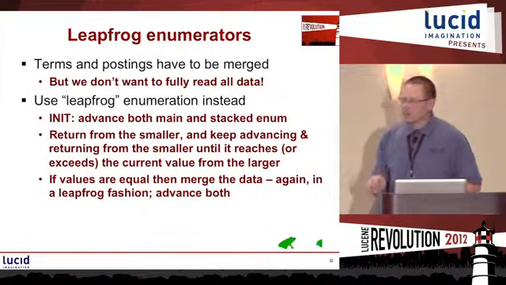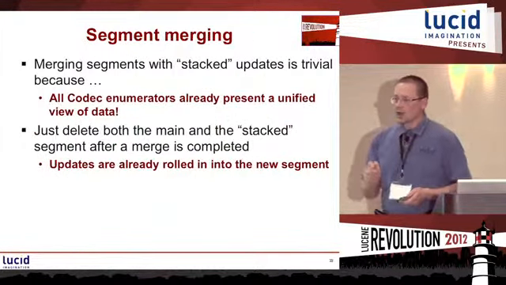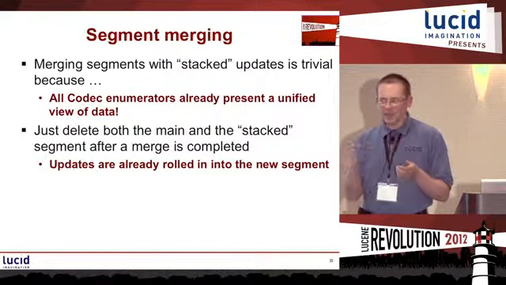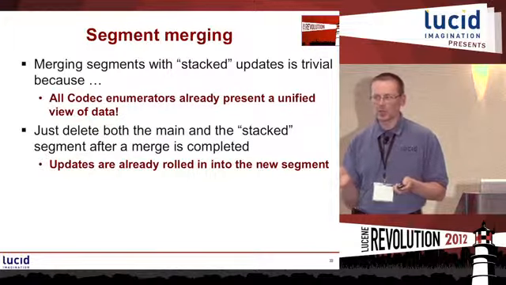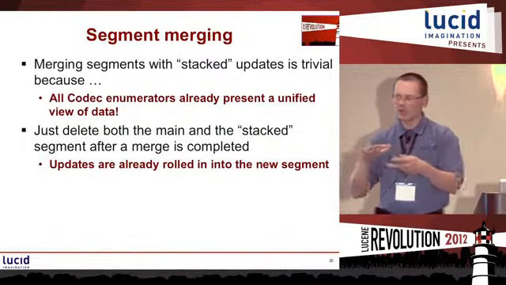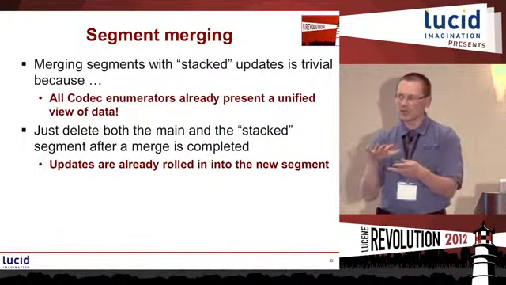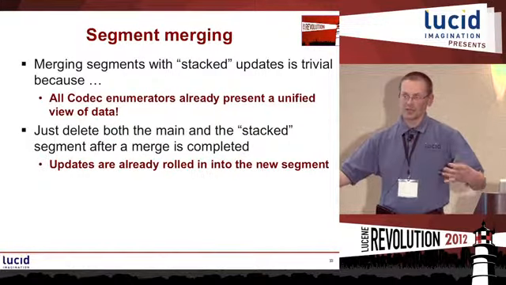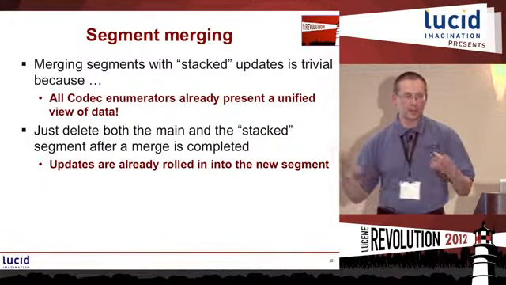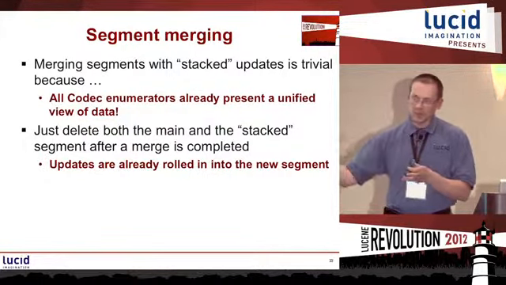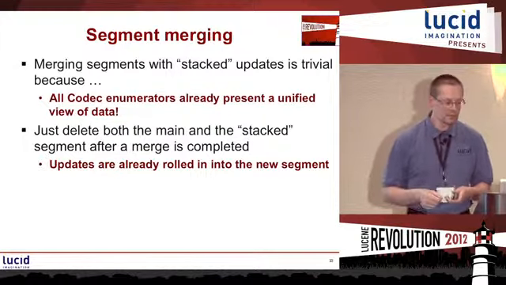Right, what about segment merging? Well, it turns out that we spent so much effort on making these enumerations work that segment merging is trivial, because all of these changes, all of this merging is now hidden behind the Codec APIs. So we just merge, and the data magically falls into the right places, and we end up with the resulting segment that has these updates rolled in the right places.